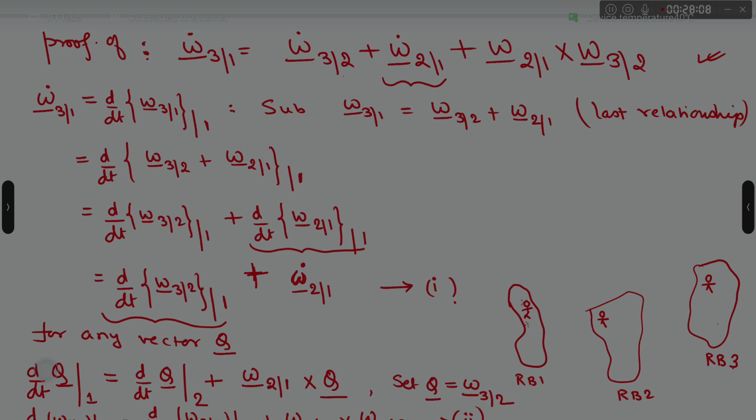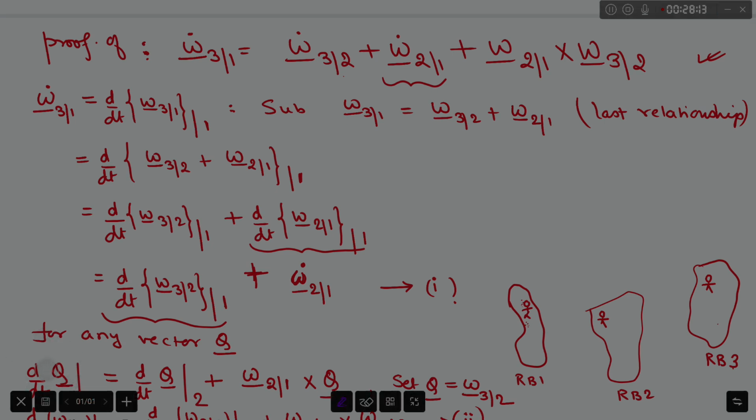Now let's take an attempt at proving this equation, which is the angular acceleration of 3 with respect to 1, how it can be written in terms of the angular acceleration of 3 with respect to 2, and angular acceleration of 2 with respect to 1, and the cross product between the angular velocities of 2 with respect to 1 and that of 3 with respect to 2. Let's prove this relationship.